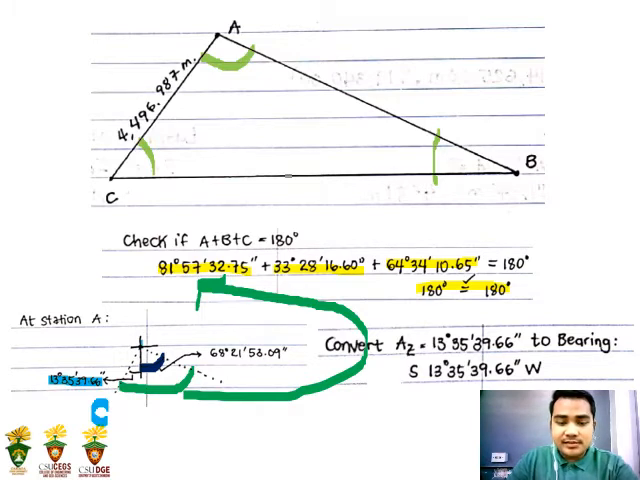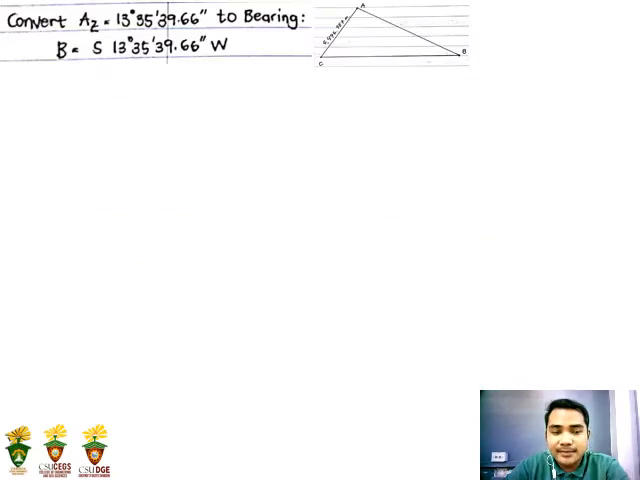So azimuth man 13, 35, 39.66, iyahang bearing karon is 13, 35, 39.66 southwest, or south going to the west. Alright, so since naa naman tay bearing na na-calculate ganina, and naa pod given nga distance, so next thing that we should do is ang pag-calculate sa latitude and departure.